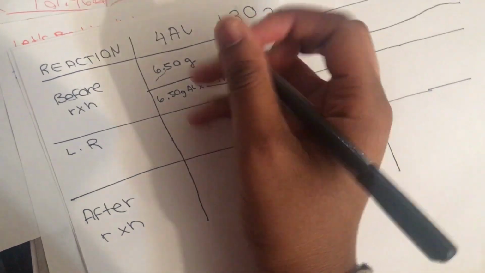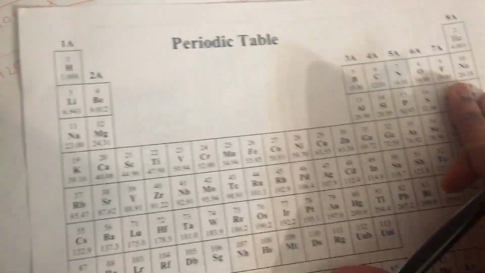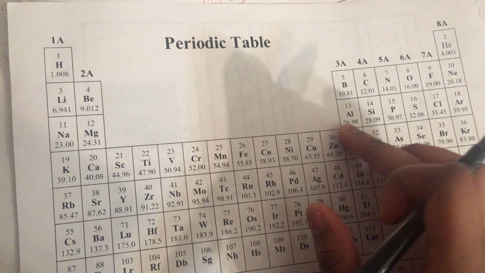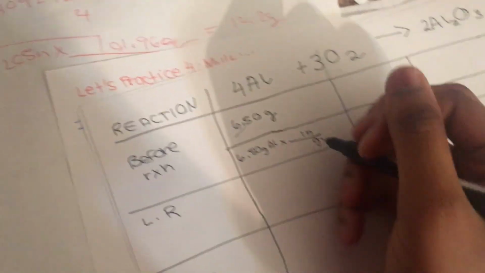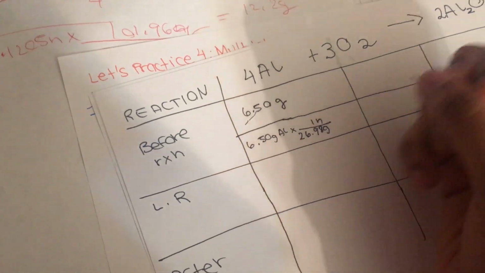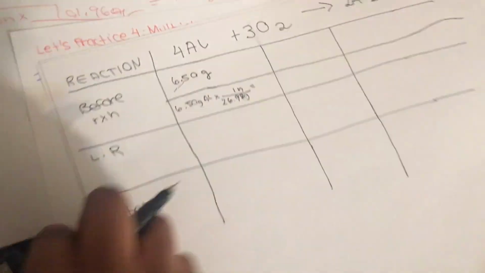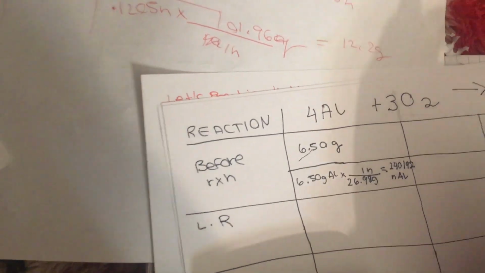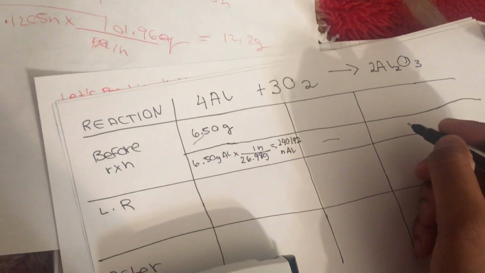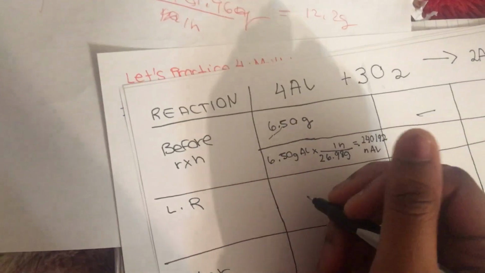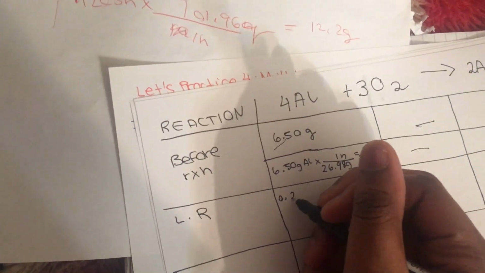At the top we put 1 mole and at the bottom we put grams. Here we go back to the periodic table to find the molecular weight, which is 26.98. We put it at the bottom to cancel out the grams and go into moles. In the calculator, the answer is 0.240192 moles of aluminum. It's good to keep a lot of significant figures so your rounding will not be totally off and you won't get the wrong answer.